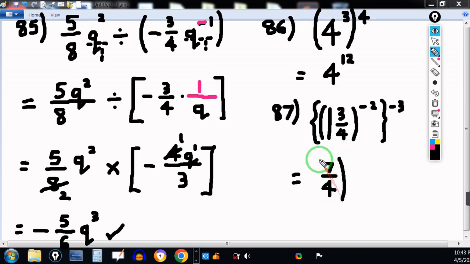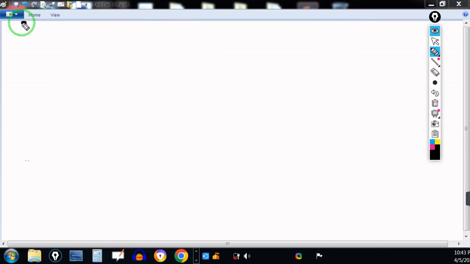In curve brackets, minus 3 minus 6, minus 3 minus 2 will now become positive 6. And that is the answer. 87. Let's go on to 88. A few more only. Good.